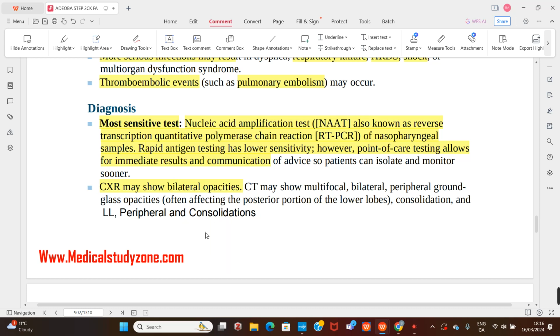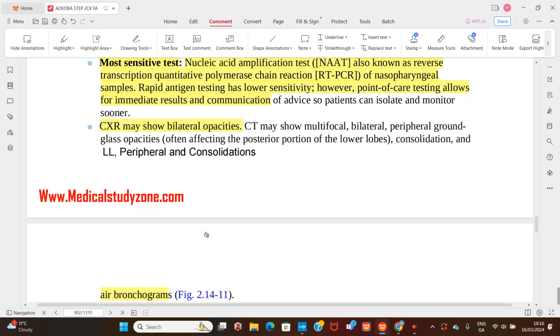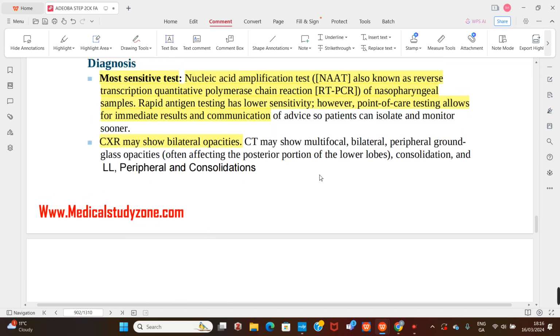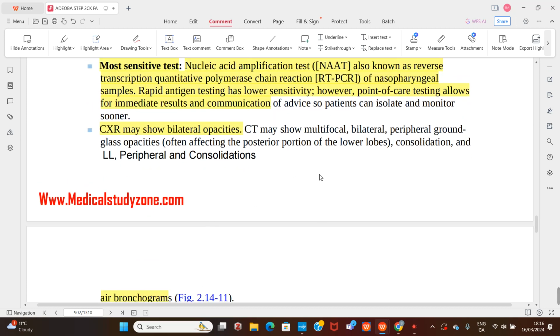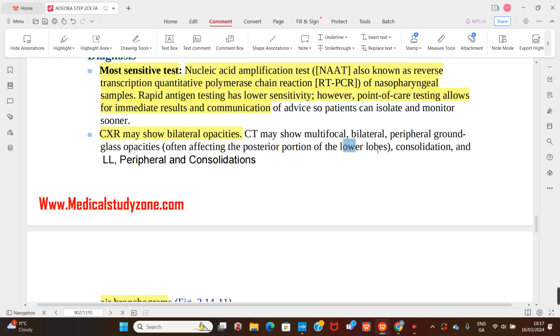But there are some things that set COVID apart. Number one, the distribution is more in the lower lobe for COVID. So we are going to be seeing the ground glass opacity more at the lower lobes, as against PCP that occurs more in the upper and middle lobes. That's PCP. But COVID, lower lobe.